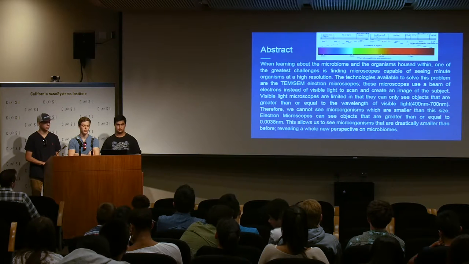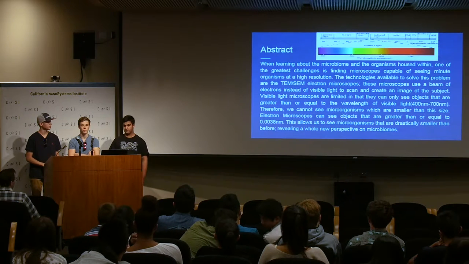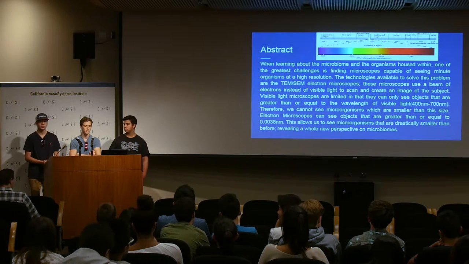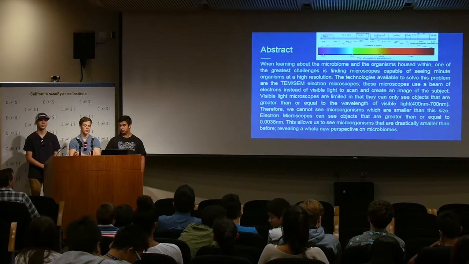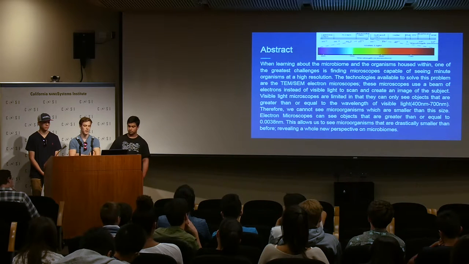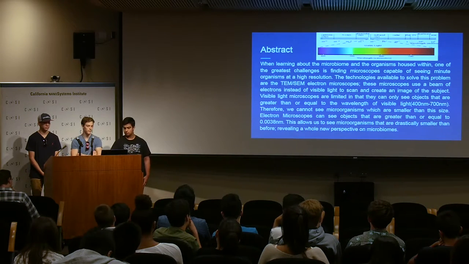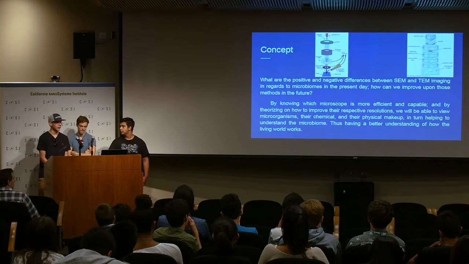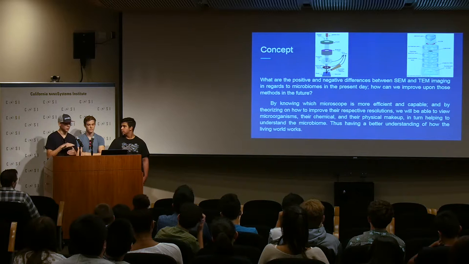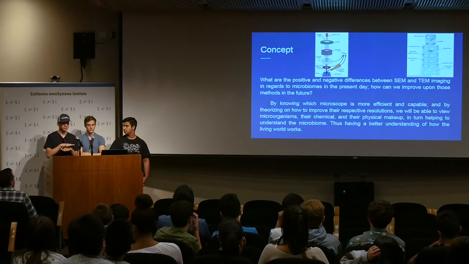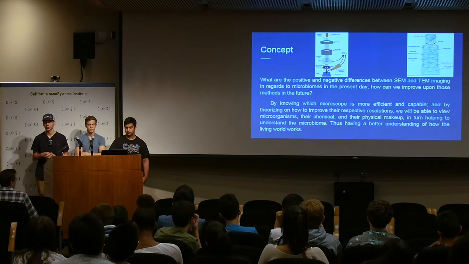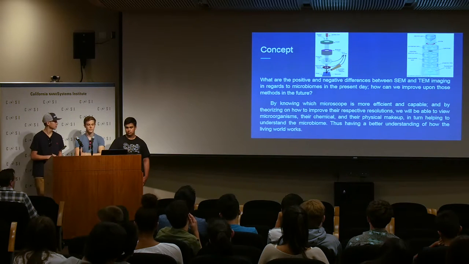However, the scanning electron microscope only looks at a topographical view of the subject, and the tunneling electron microscope uses electrons to pass through and create a more in-depth image. Now, what we're trying to find out is what is the better microscope for researching in the microbiomes, the SEM or the TEM, and how we could possibly improve these methods.